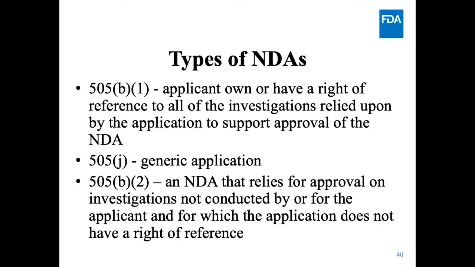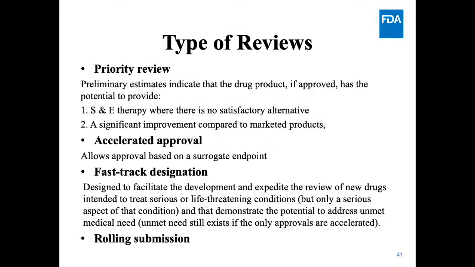The types of new drug application are 505(b)(1), 505(j), and 505(b)(2). For 505(b)(1), the applicant owns or has a right of reference to all the investigations relied upon in the application to support approval of the NDA. Then comes the generic application, and third, an NDA that relies for approval on investigations not conducted by or for the applicant.